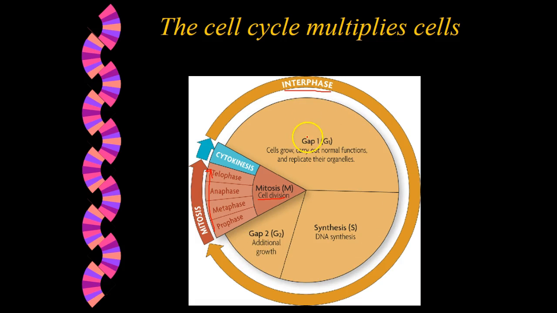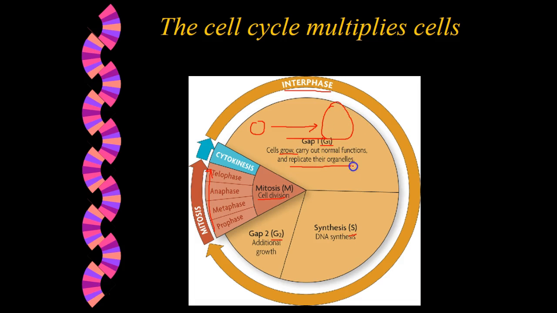Now, I said in the previous slide that interphase is made of G1, S, and G2. G1 stands for gap 1. It is the main phase of interphase, or the longest phase of interphase, and this phase is when the cell grows. So the cell is going to physically get bigger. It's going to start small, and it's going to grow to a larger size during gap 1. So this cell is going to grow.